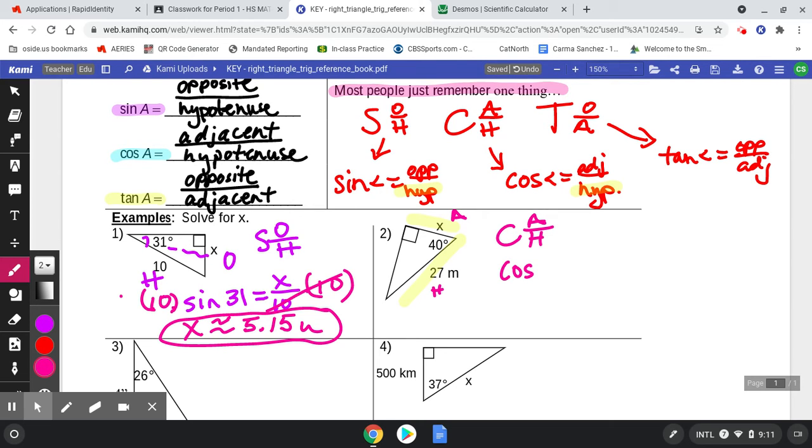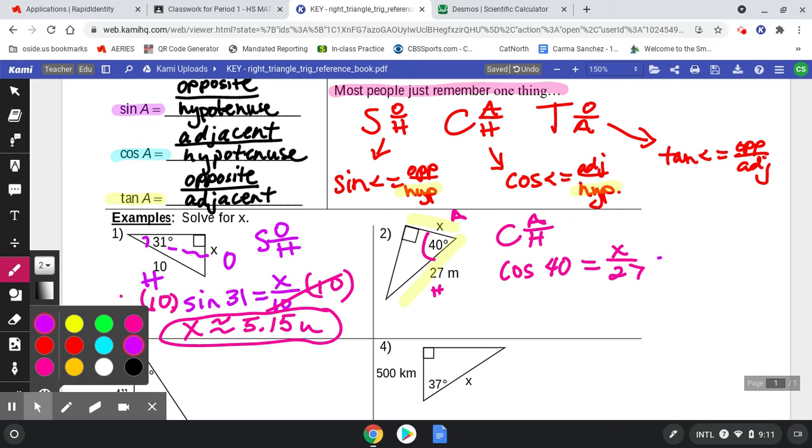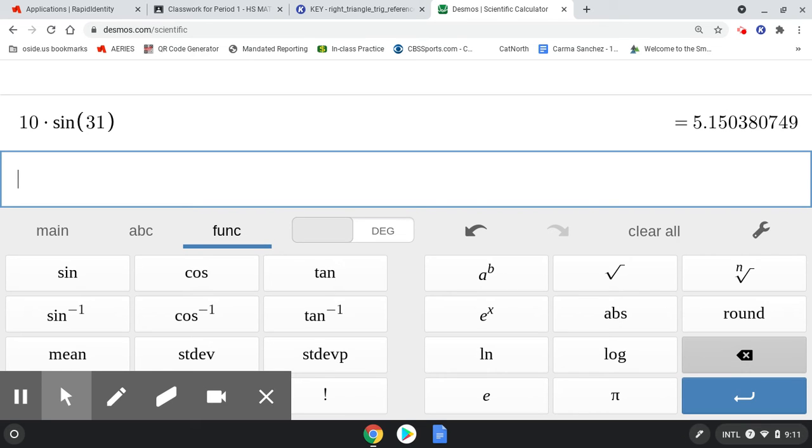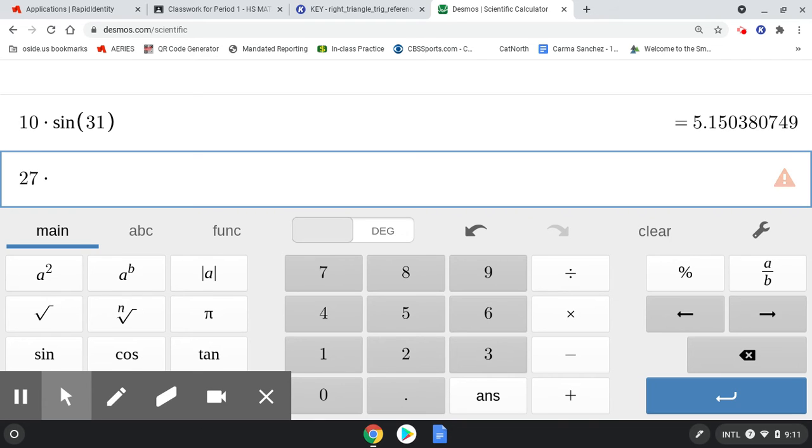So here I go setting it up. The cosine of my reference angle of 40 is equal to the value of the adjacent over the value of the hypotenuse. And now we go solving. In order to get x by itself, I'm going to multiply both sides by that denominator of 27. And what I'm actually going to type into the calculator right now is 27 times the cosine of 40. So here I go typing it in. 27 times the cosine of 40.